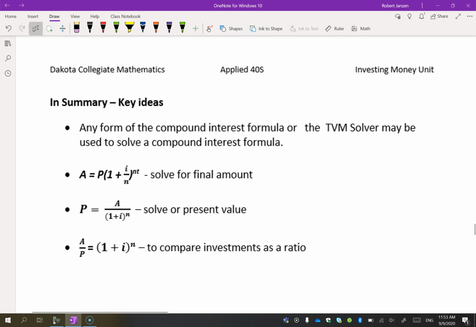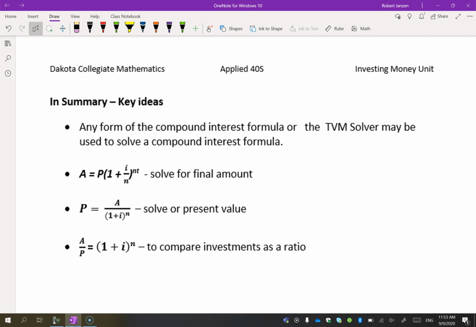All right. So some key ideas. Any form of the compound interest formula or the TVM solver may be used. We did the TVM solver. If you want to try some of those with the formula, no problem. You could do that. But the TVM solver is probably a little bit more useful. You might want to put a little highlight on this. Maybe this should go on your cheat sheet. If you want to compare investments as a ratio, we use that. We didn't use this part of the formula. We just used A over P because we had found both of those values.